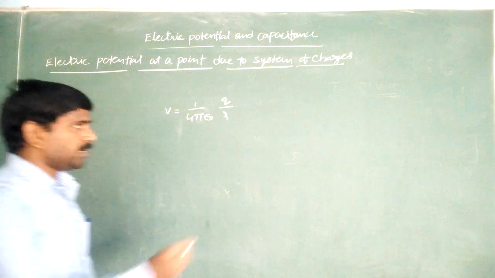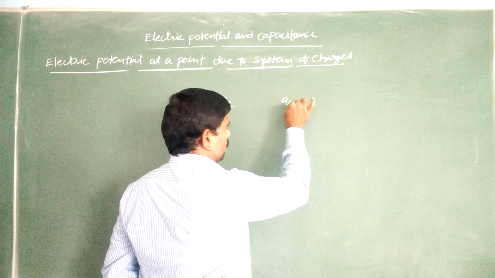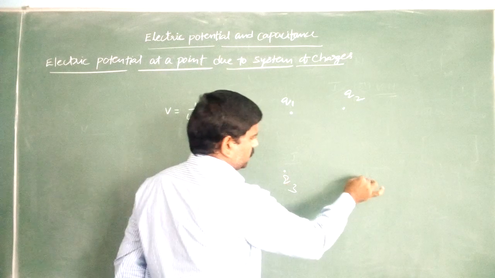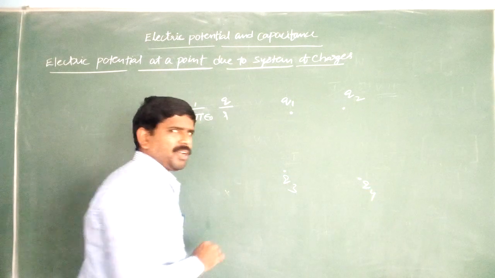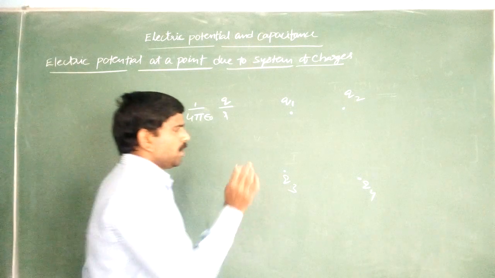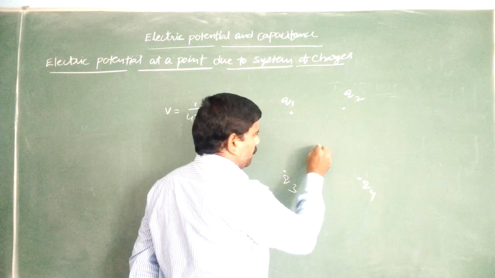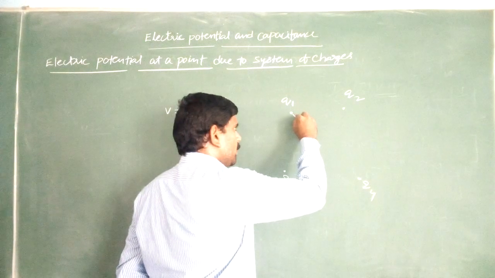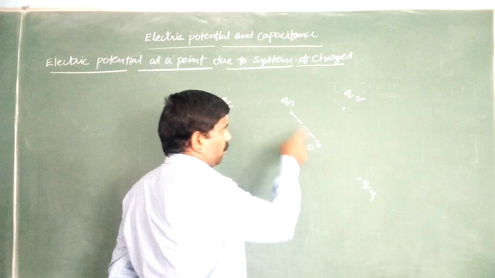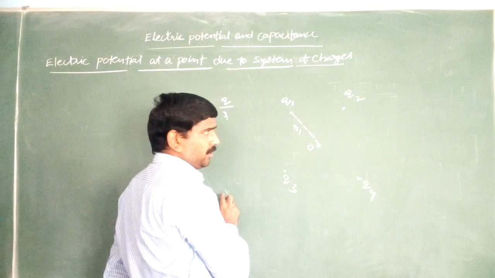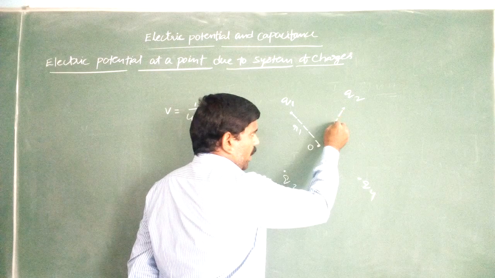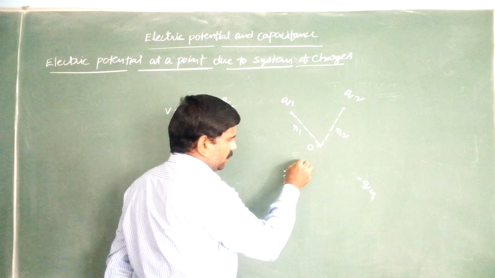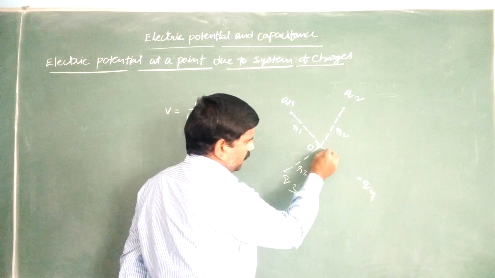In case they are given, this is the first charge Q1, this is the charge Q2, this is the charge Q3, and this is the charge Q4. So many charges are there, not just 4. We want to find the electric potential at point O. The separation between point O and charge Q1 is R1, point O and charge Q2 is R2, point O and charge Q3 is R3, and this one is R4.